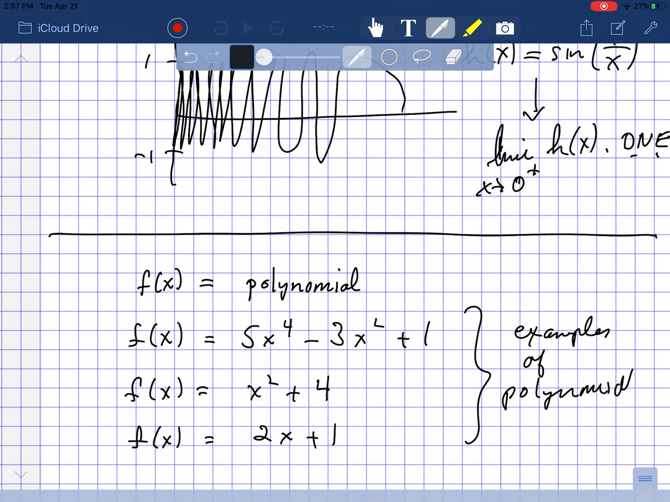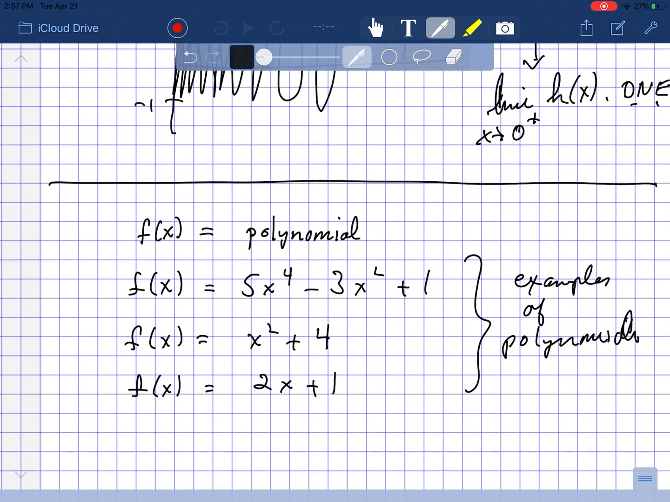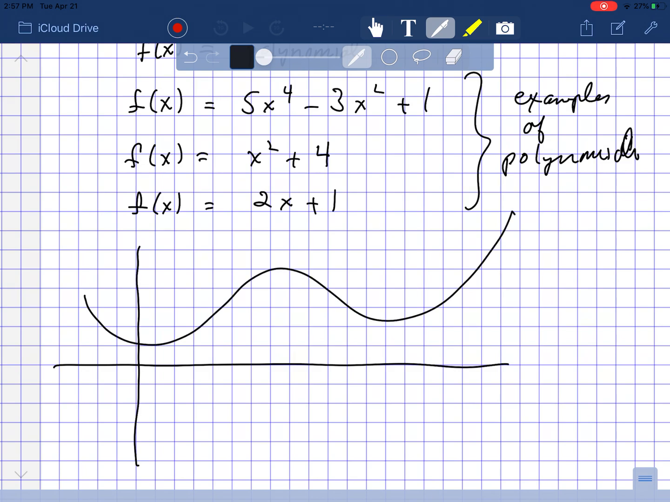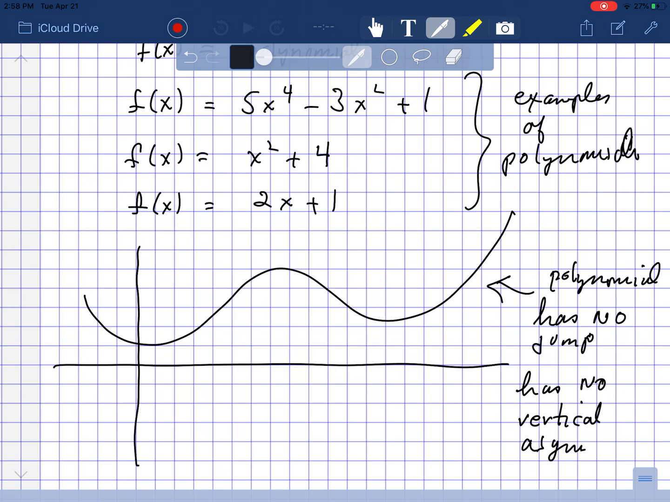And we know that the graph of a polynomial is a curve that has no jumps. So this would be the graph of a typical polynomial. It has no jumps, and it has no vertical asymptotes.